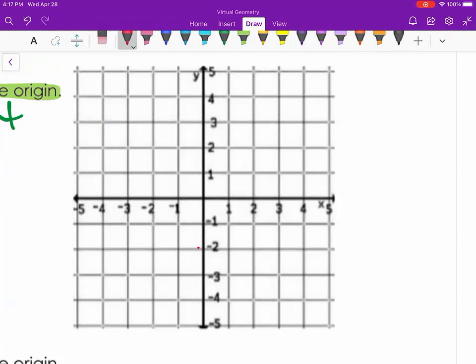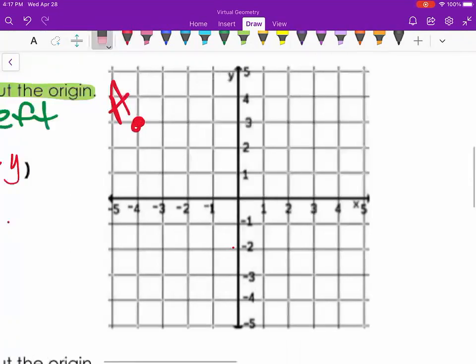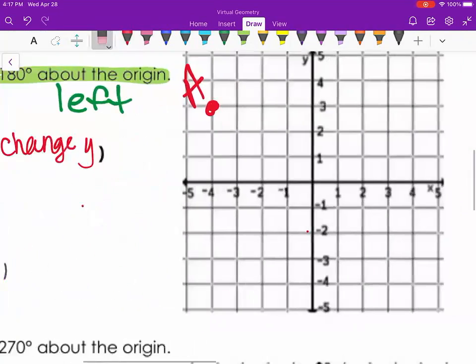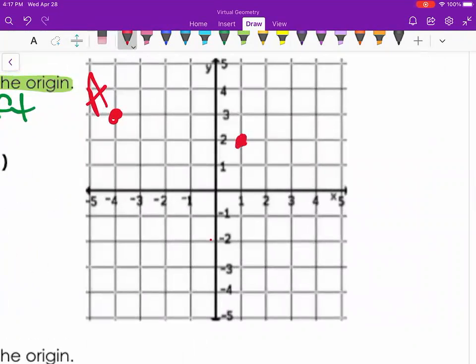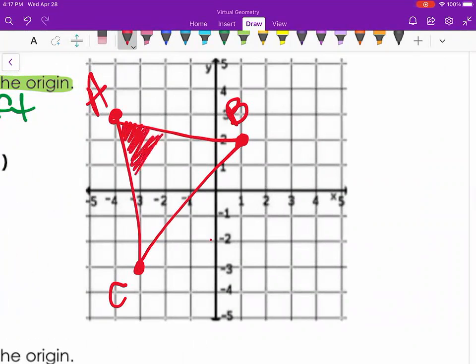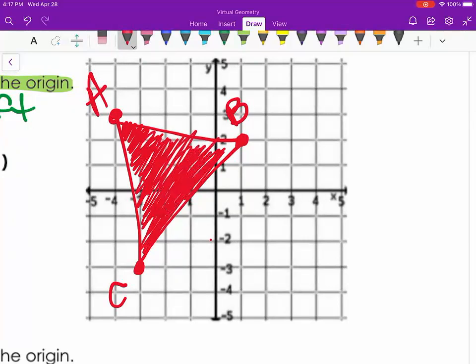Sorry, I'm going to make that a little bit bigger. B is at 1, 2. And C was at -3, -3. And here was our original triangle. And again, we're going to rotate this 180 degrees to the left. So let's see what happens to this new figure.